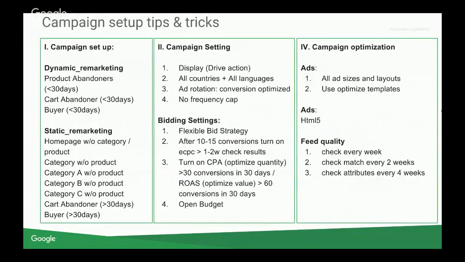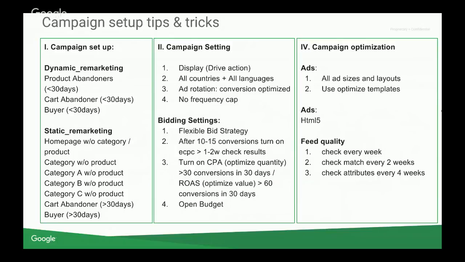Yes, so maybe just to quickly recap and share with you some tips and tricks. We already mentioned how to set up the campaign, and as a tip, when you create your remarketing list, you should limit your product abandoners to 30 days. Also the cart abandoners as well as buyers should be on the remarketing list for pretty much 1 month, so 30 days.